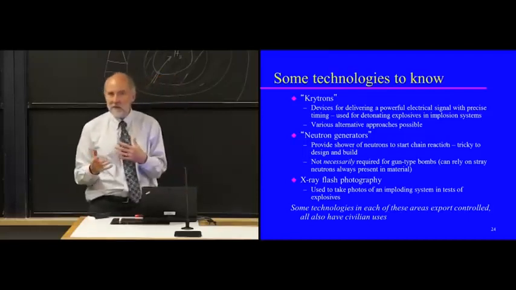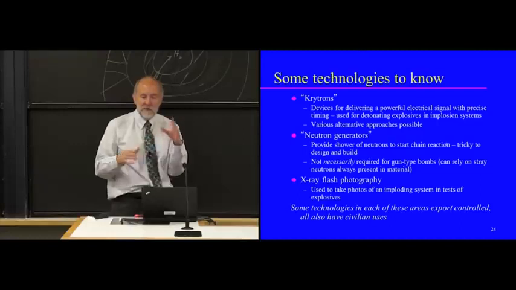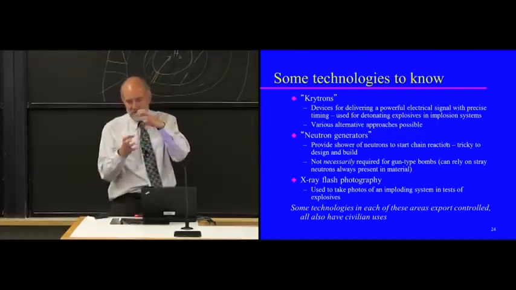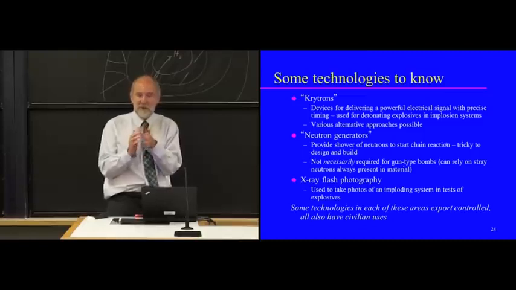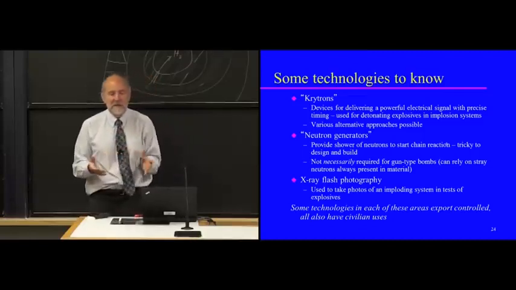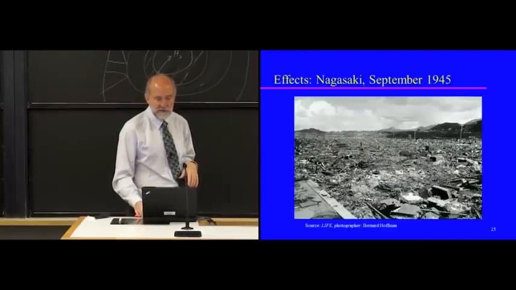X-ray flash photography is another thing that's often used, especially in state programs, because you want to be able to take a sort of strobe picture of the imploding system to see if it's imploding properly. All of these things are subject to export controls. They all also have civilian uses.